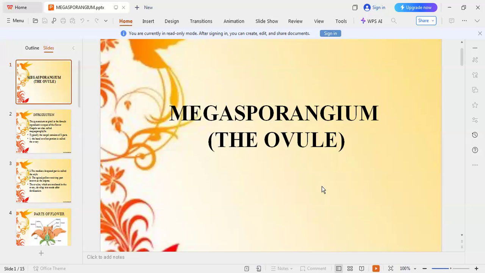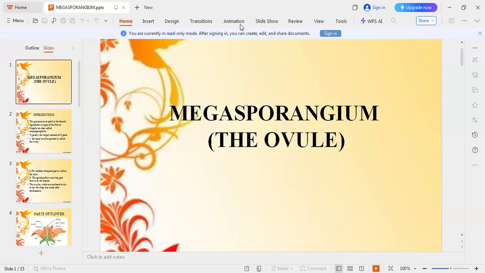So today I'm going to explain, in the part of embryology, the megasporangium or the megasporophyll, which is also known as a carpel, and another name is ovule. Yesterday we discussed microsporogenesis, or the male gametophyte, that is the pollen grains. That topic is completed, and some 4 or 5 slides remain. If time permits, we'll discuss them today, or otherwise I'll take that class tomorrow.